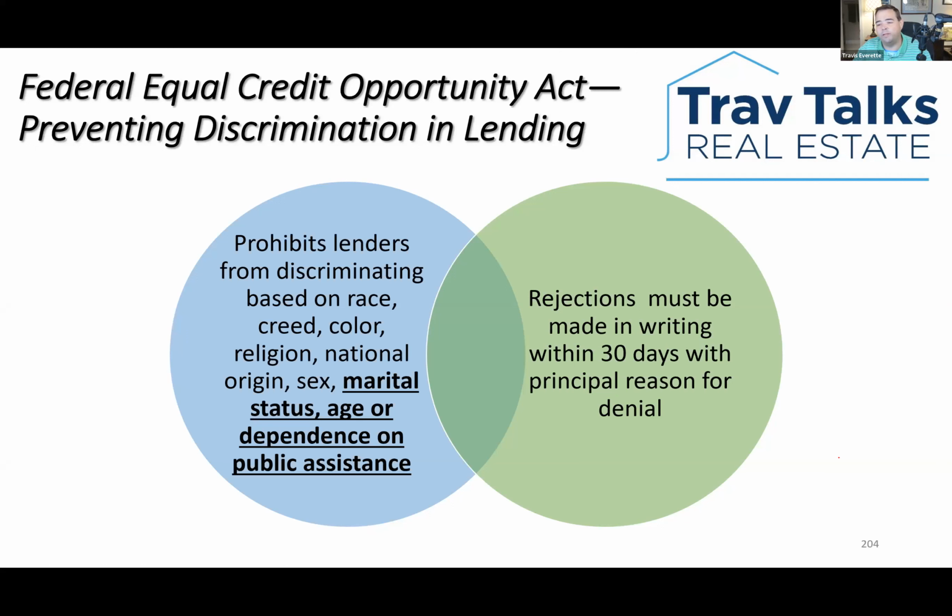True or false? It would be a violation of the Equal Credit Opportunity Act to refuse to grant a loan to someone because of their age. Yes. Folks, I don't care if they're 87. They want a 30-year fixed rate mortgage. You give it to them.